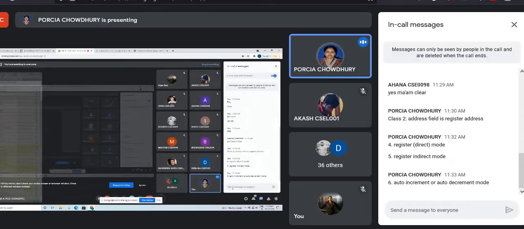And as I have told you, write down the specification, it will be easier for you. So over here class 2, that is now the address field is register field. That means now you have the permission to use register. This one also has 3 examples. First one is register direct mode. Next one is registered indirect mode, and the third one is auto increment or auto decrement mode.